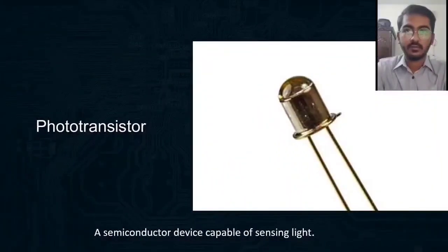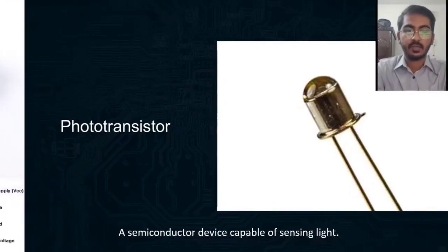Phototransistor. The phototransistor is a semiconductor device. Phototransistors and photodiodes can both be used for sensing light, but the phototransistor is more sensitive in view of the gain provided by the fact that it is a bipolar transistor. This makes phototransistors more suitable in a number of applications.